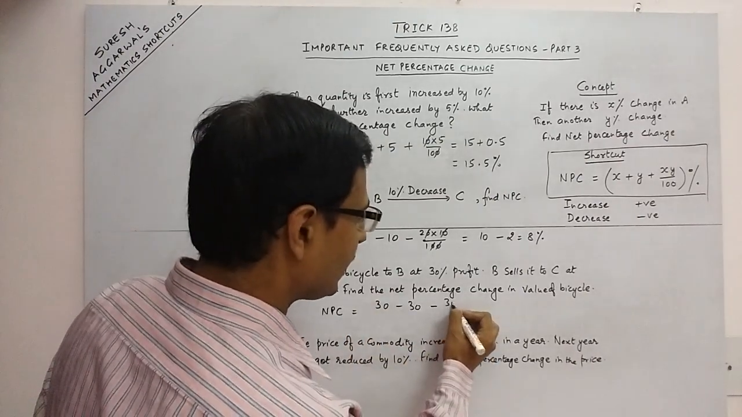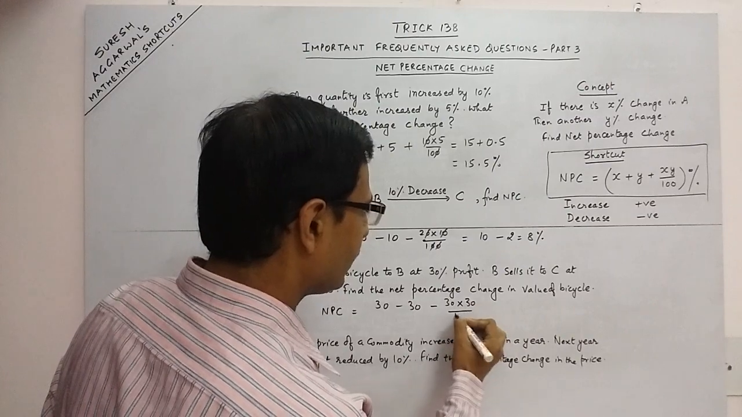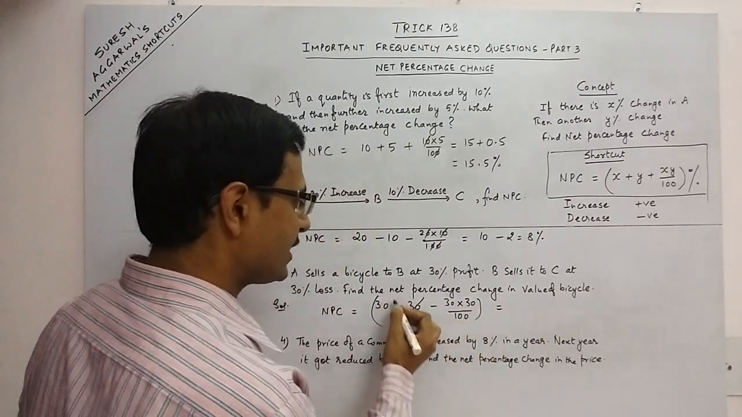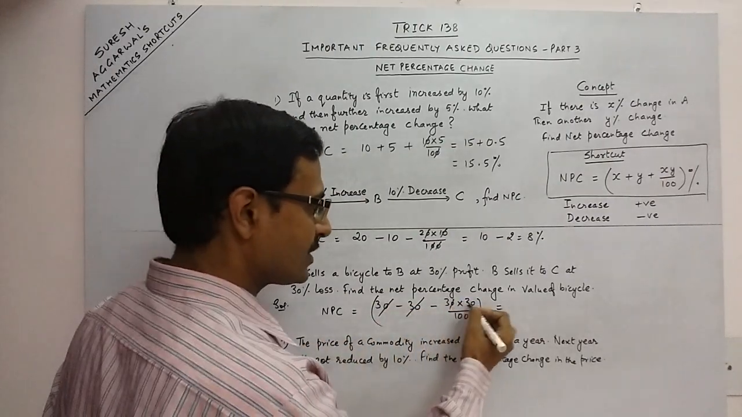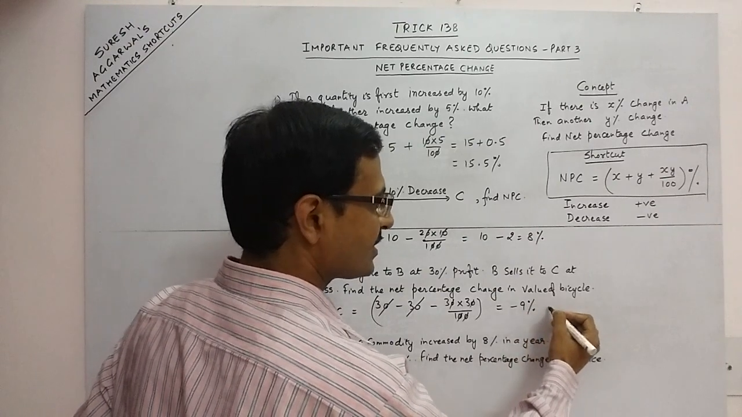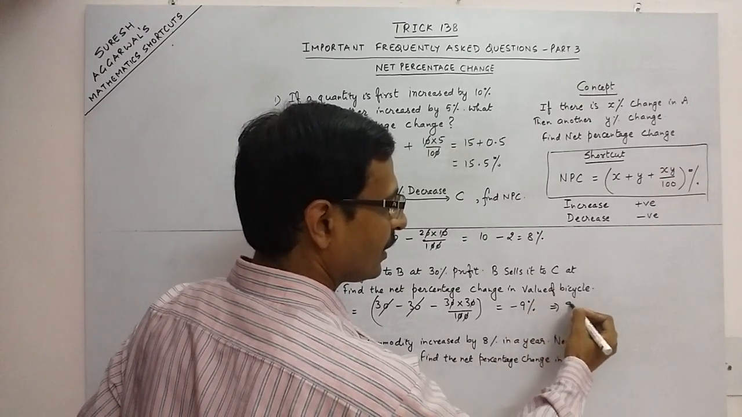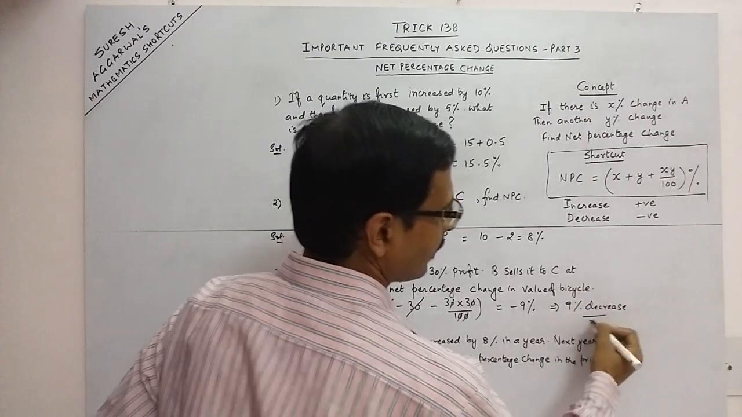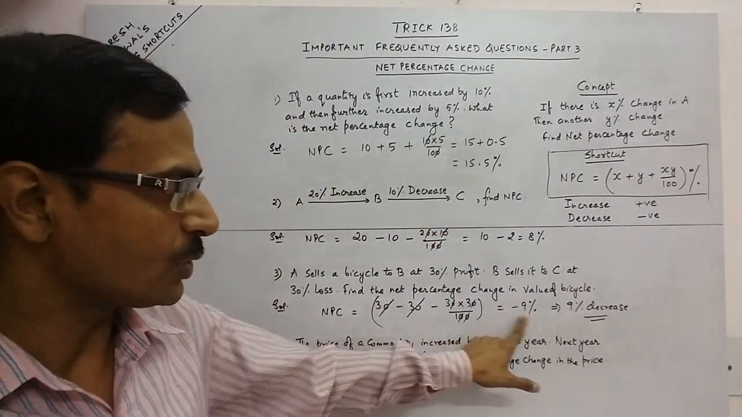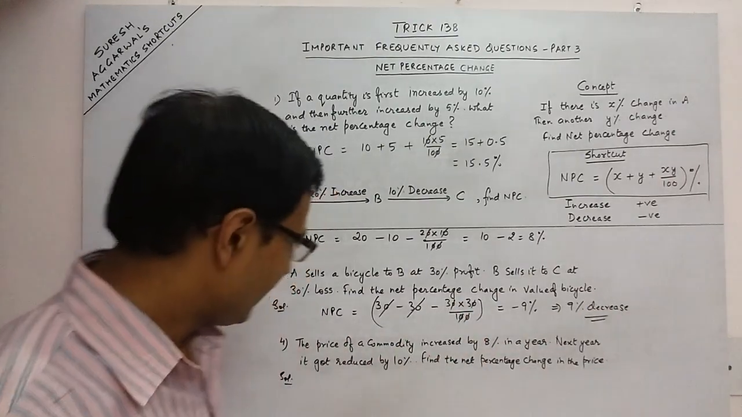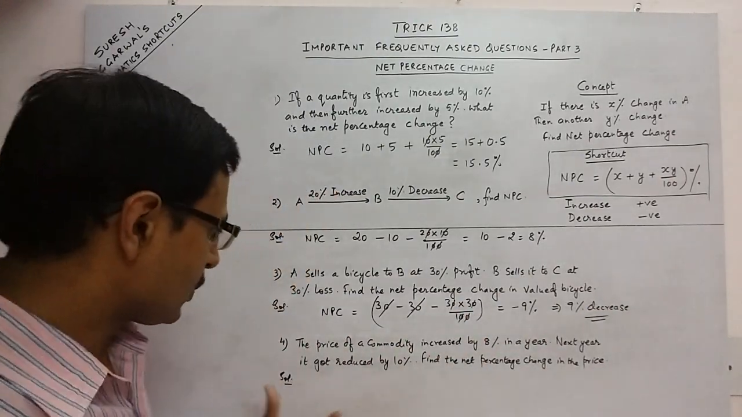So 30 into 30 upon 100. The answer for this: 30 gets cancelled here, 2 zeros cancelled, so minus 9%. That means 9% decrease, because you have obtained the final answer as negative, so there is a 9% decrease in the value of the bicycle. Similar to this, a question can be solved.